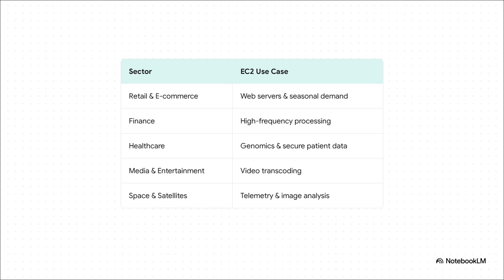A retailer needs it for that crazy Black Friday rush, but not on a slow Tuesday in February. A bank needs it for split-second risk calculations. A movie studio needs it to process a new blockbuster film. Even a satellite company uses it to analyze these huge bursts of data sent down from space. EC2 gives them that power exactly when they need it and only for as long as they need it.